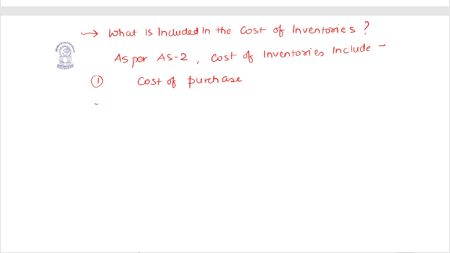Next is cost of conversion. Basically, this includes direct labor, direct expenses, subcontracted work, and production overhead absorbed on the basis of normal capacity of the business. Some other cost also is to be included: other cost incurred in bringing the inventories to the present location and condition. For example, cost incurred in designing the products for a specific customer is also a part of inventory cost.